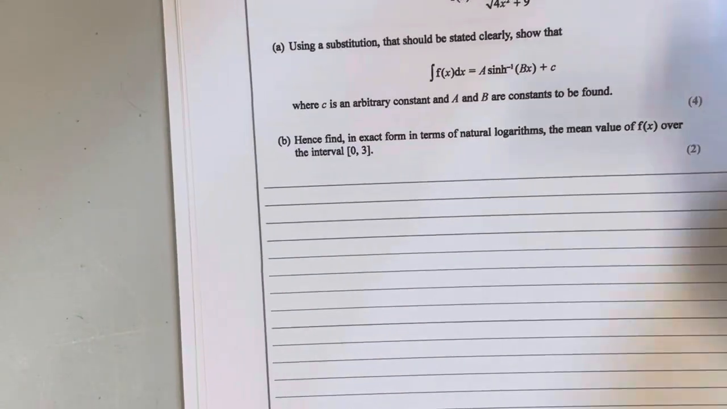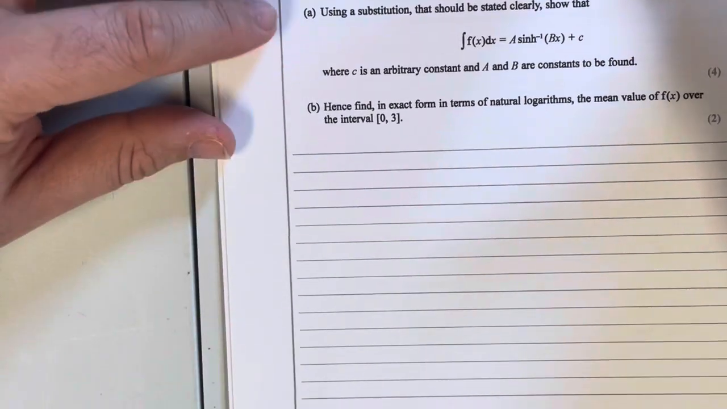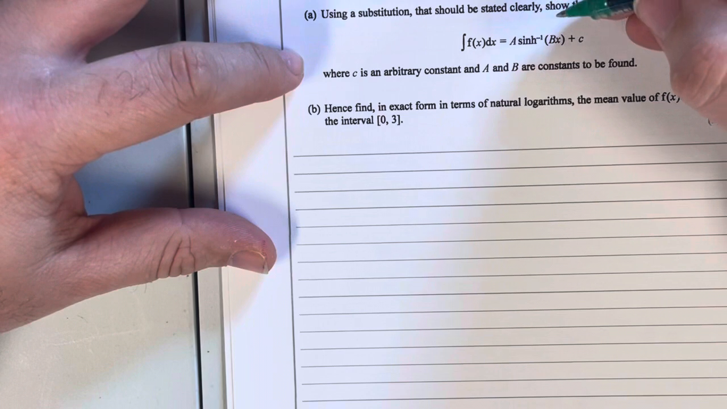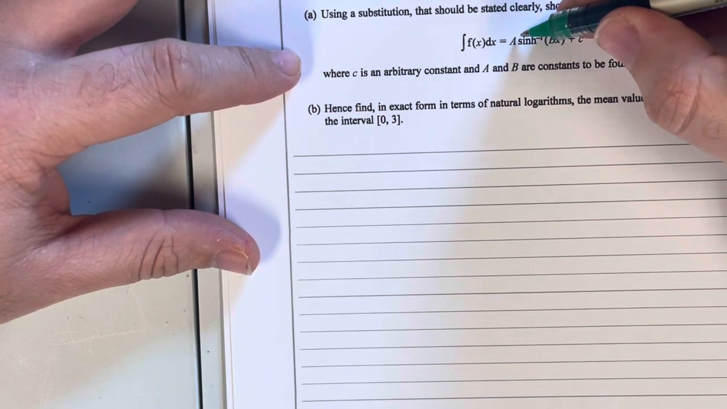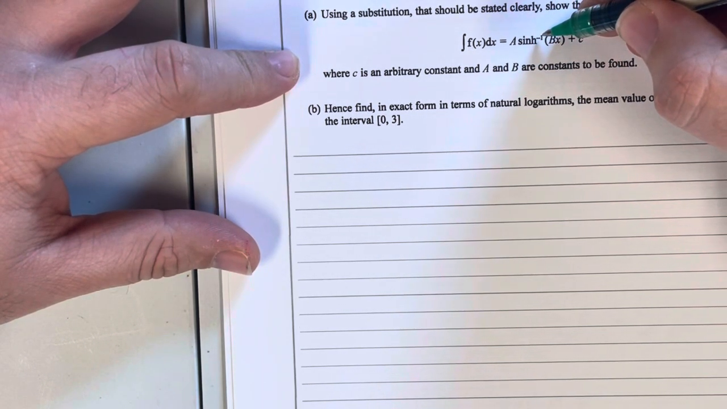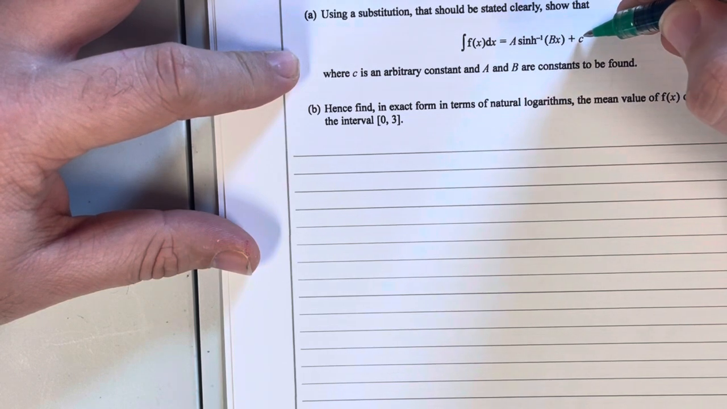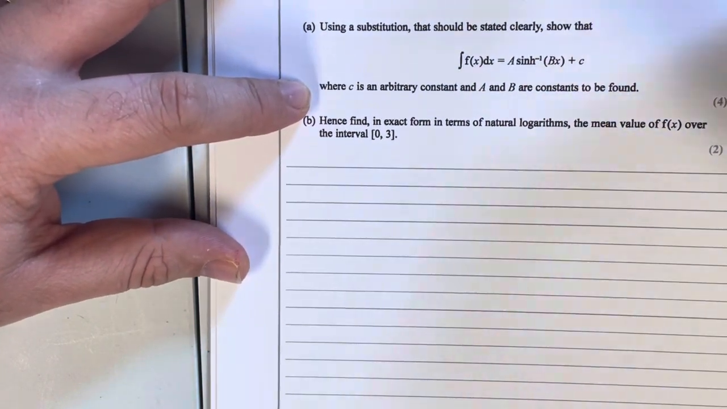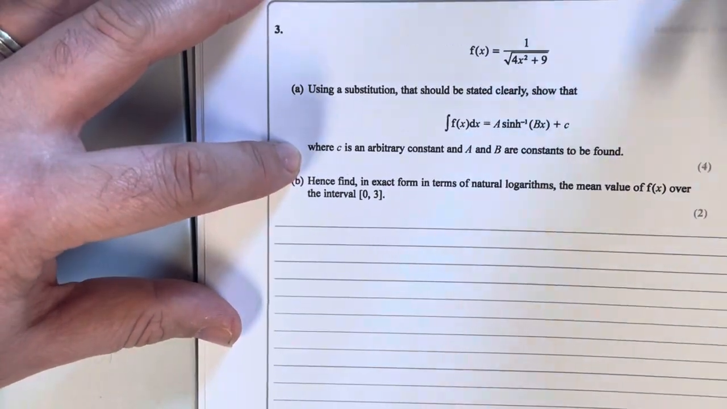Okay. Question 3. Using a substitution that should be stated clearly, show that the integral of this function is a constant times the inverse sine of b times x plus c, where c is an arbitrary constant, and a and b are constants to be found. Okay, so we have this function here.